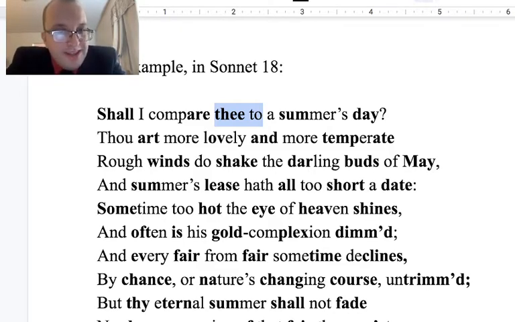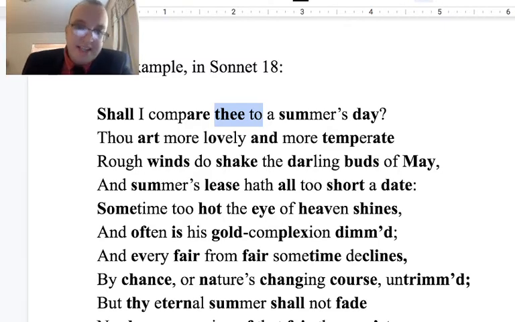Rough winds do shake, so there are 2 feet. The dar, 3 feet. Ling buds, 4 feet. Of May, 5 feet. So you guys can see how the lines in this almost have a sort of great mathematical precision about them. Right? You want to make sure you hit that beat. Da-dum, da-dum, da-dum.